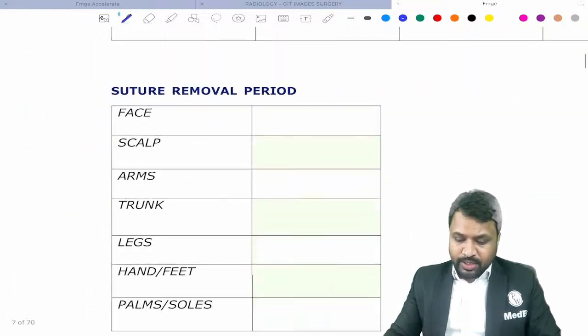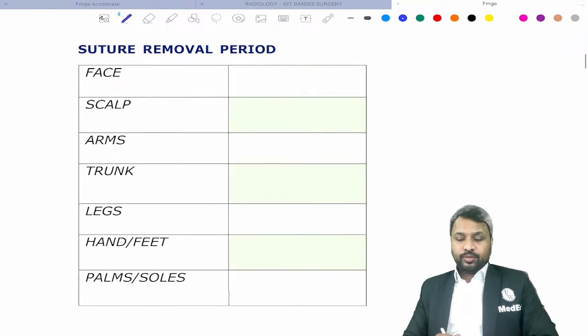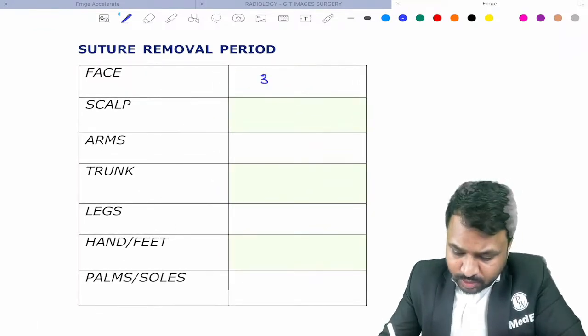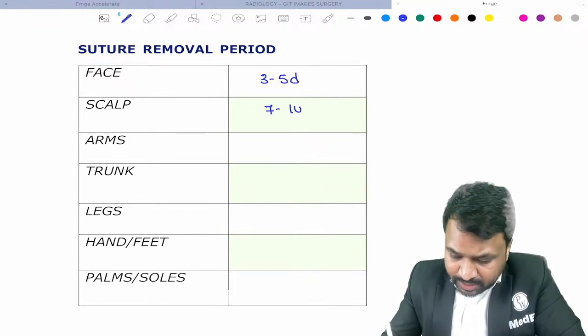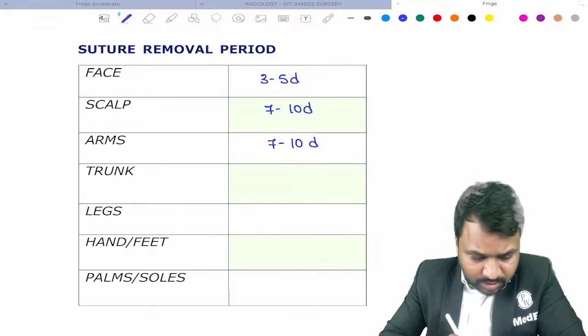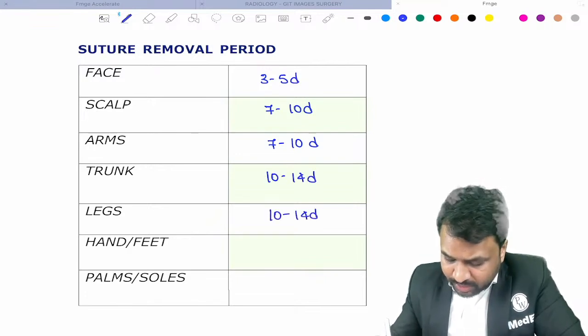Another one is going to be the suture removal period. Now, in the suture removal period, when will you remove the sutures? If it is on the face, it is 3 to 5 days. For scalp, it is 7 to 10 days. Arms also, it is going to be 7 to 10 days. Trunk, it is going to be 10 to 14 days. Legs are also 10 to 14 days.